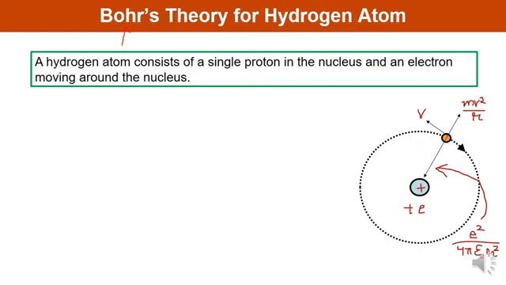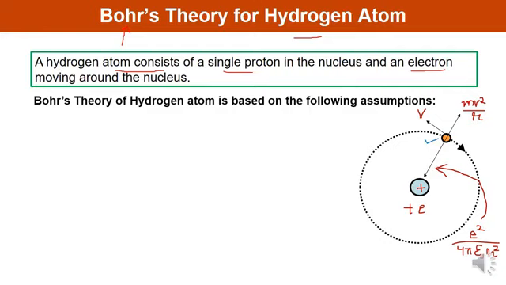by taking various assumptions as well. Since we are deriving it for the hydrogen atom, you know that a hydrogen atom consists of a single proton in the nucleus and an electron moving around the nucleus. Here in this particular diagram, you can see that a single electron is being shown which is moving in an orbit. This is the electron.